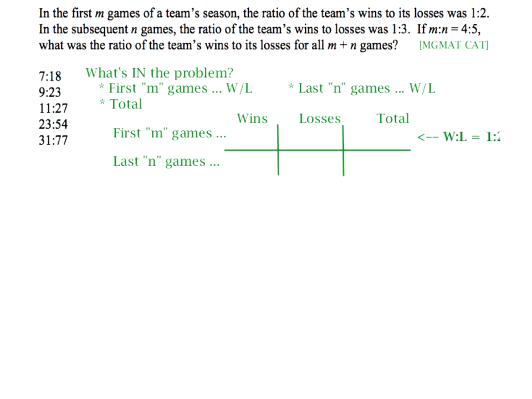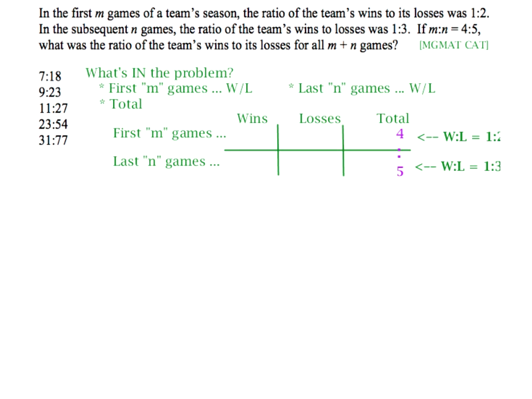And then we know that in this part, the wins to losses is 1 to 3. And then we know that this ratio is 4 to 5. That doesn't mean they are literally 4 and 5, but just notice that this is a ratio. So, however you want to notate these things on your chart, just do it. But just make sure you don't have to keep referring to stuff.